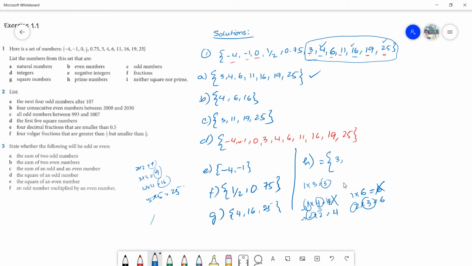So the next is 11. Then is 19. In this way, you can check the other numbers. You can check 16 and 25, and you are going to find multiple factors. So they will not be included inside prime numbers. Okay, now we have here the prime numbers, and the square numbers. The square number is question G.